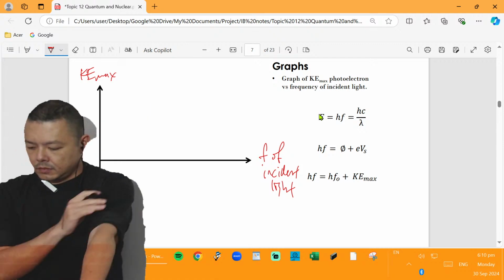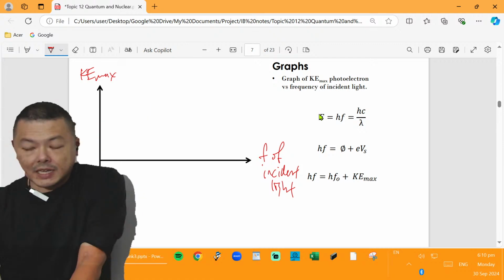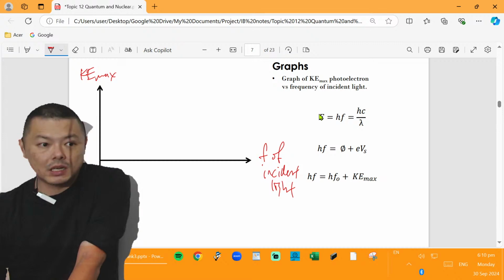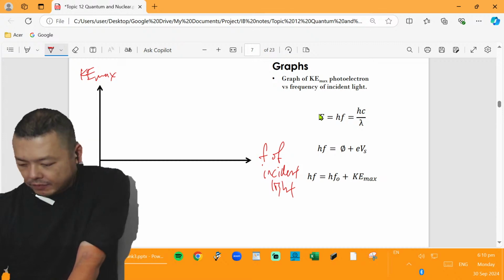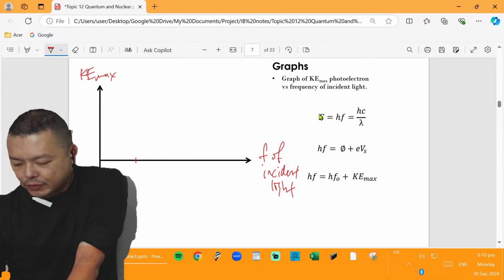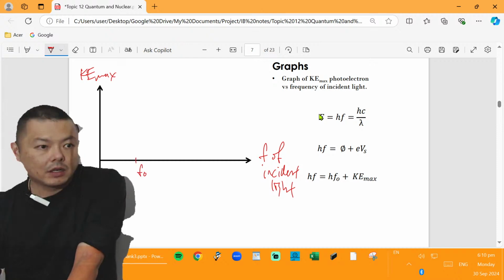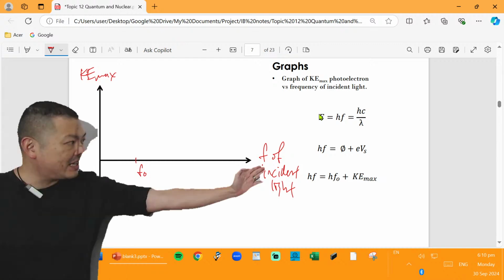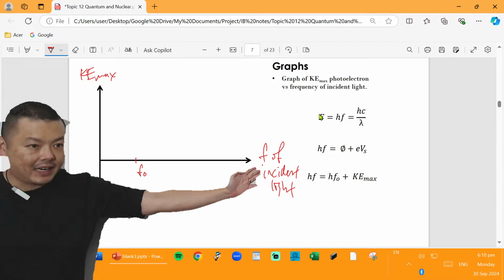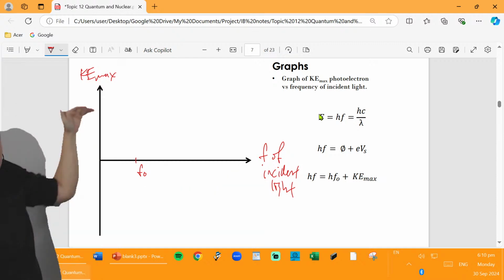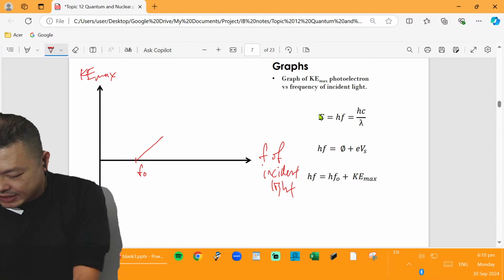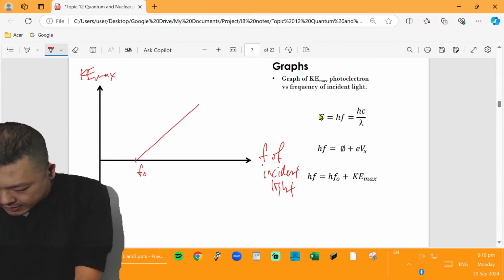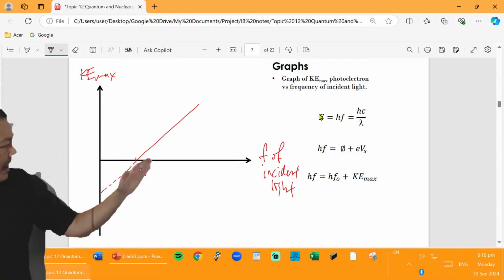Right. So this one here is for any particular metal plate. For any particular metal plate, it will have a threshold frequency. It will have the f0, correct? And the idea here is this: as you increase the frequency of your incident light, what happens to the Ke max of the electron that it emits? It will just increase linearly. Right, like this. Then you extrapolate it backwards.